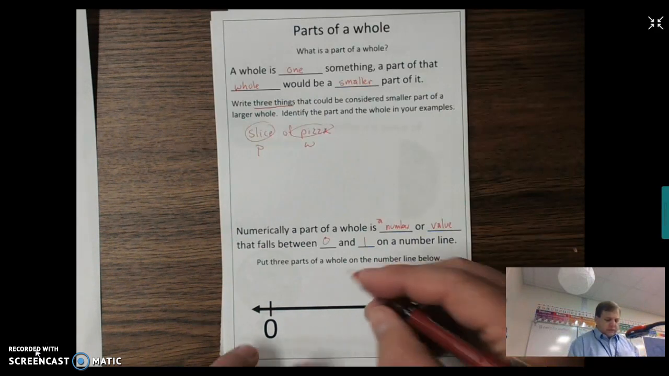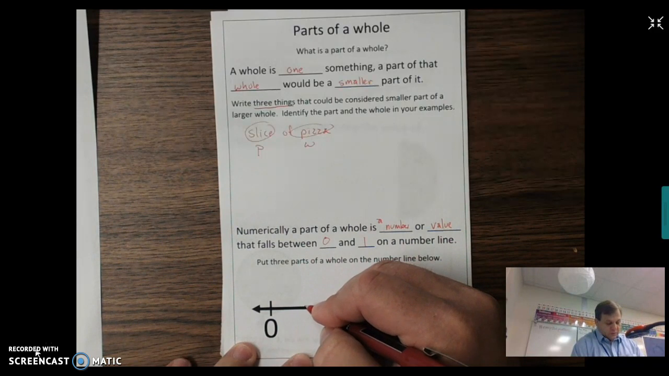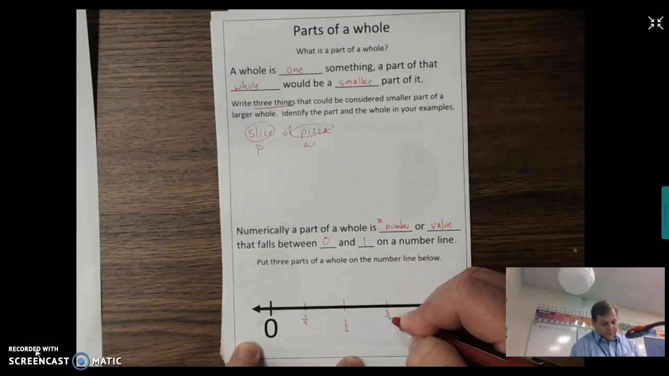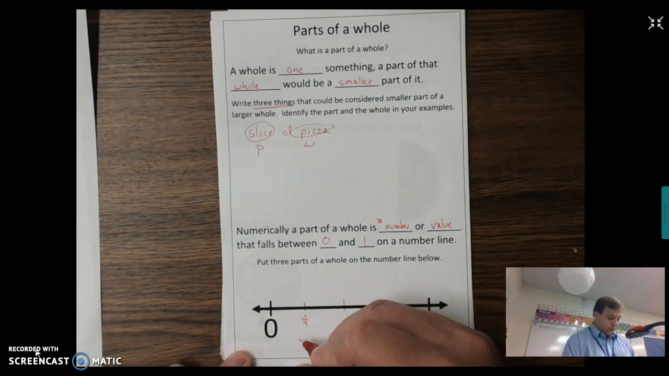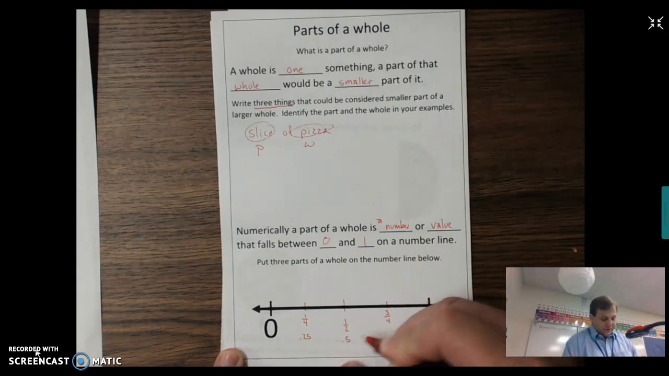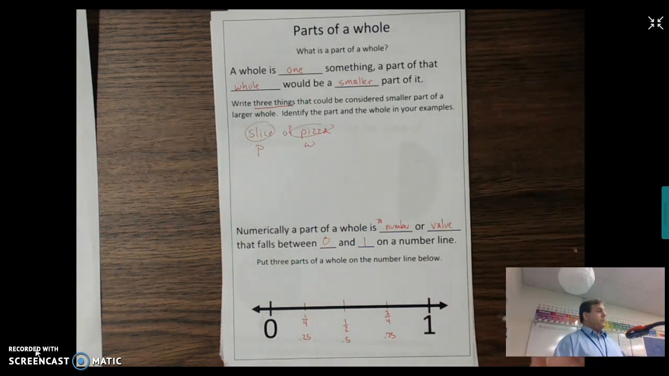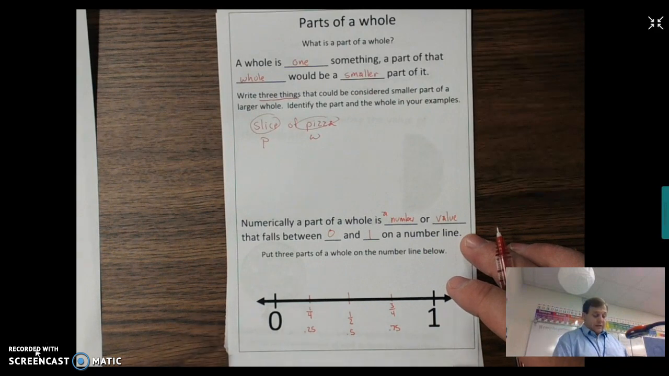Okay, yours may look a little different than mine, but I'm going to put 1/2, 1/4, and 3/4. Those are pretty common. You'll see them a lot. Anybody know different ways to write those? We can also use decimals. So this would be 0.25, 0.5, 0.75.